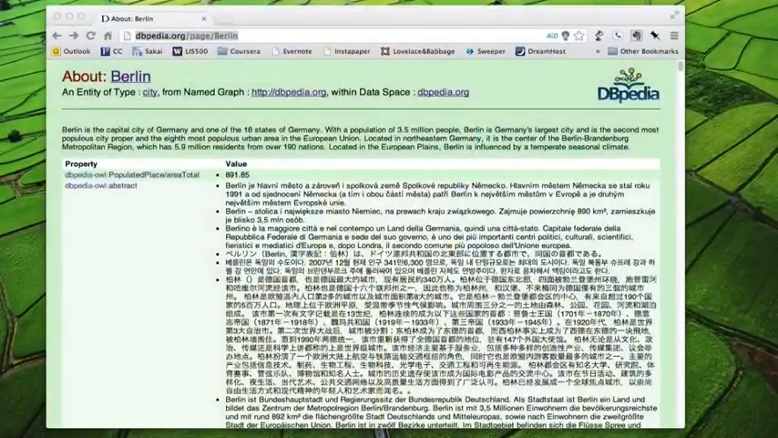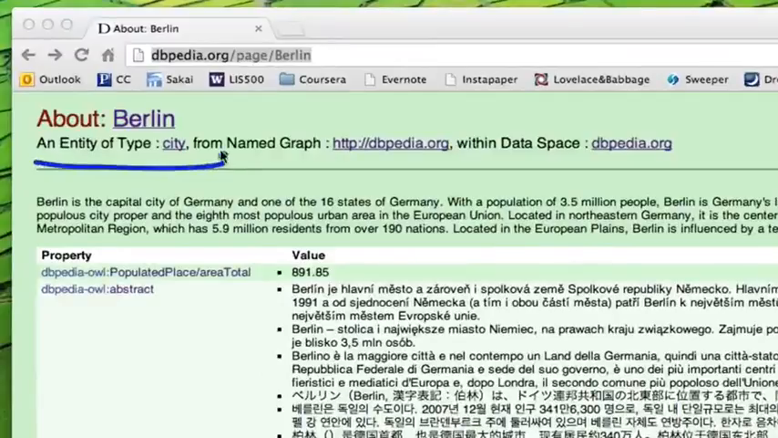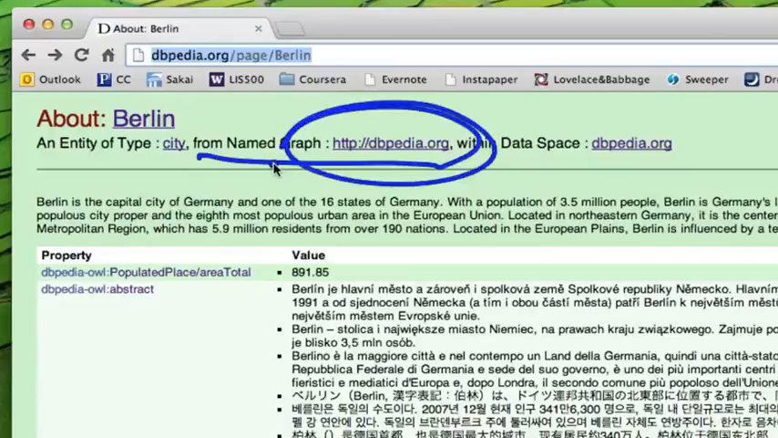So this is the entry for Berlin in DBpedia. And all of these entries are quite long, and we're certainly not going to look at every entity value pair here, but let's just browse through it a little bit. So first thing to notice is that it is an entity of the type city. And it says from the named graph dbpedia.org. Right? It is a named graph.